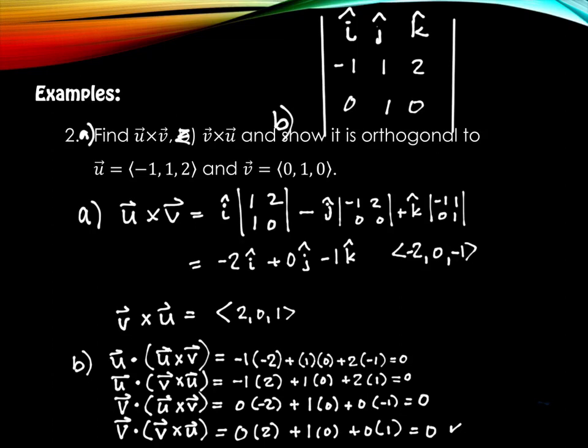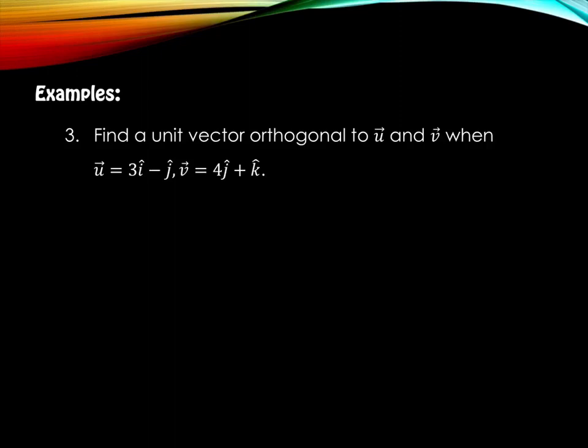All right, we've looked at unit vector stuff before, so we're going to do a unit vector problem next, number 3. Number 3 wants us to find a unit vector that's orthogonal to u and v. So think about what we would have to do to do that. How would we find a unit vector that is orthogonal to u and v?